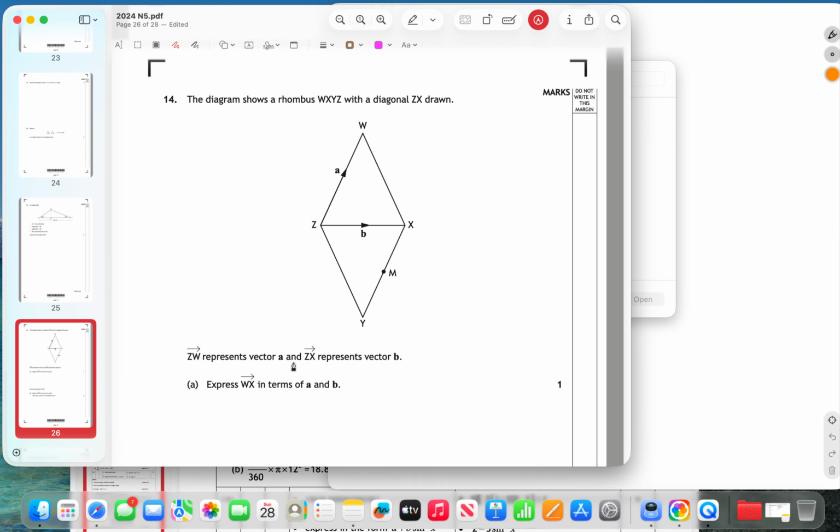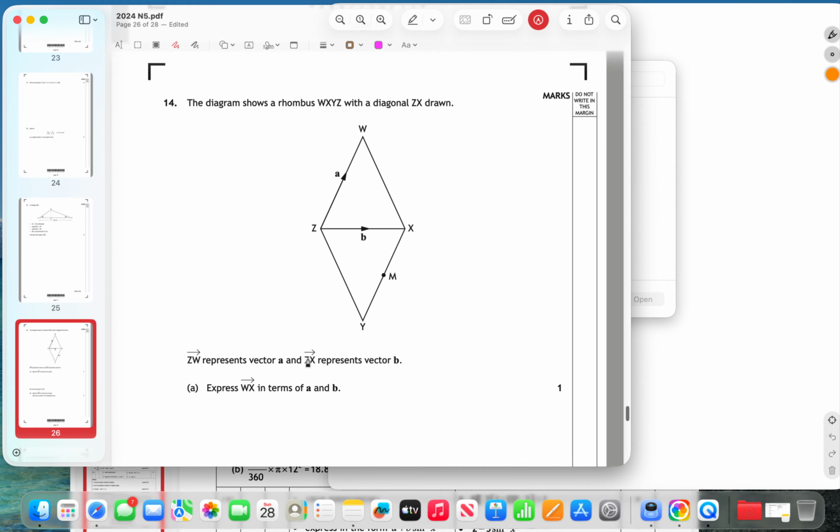2024 paper 2 question 14, we have a rhombus WXYZ with a diagonal ZX. ZW, Z going to W, represents a vector A, and ZX is a vector B. Express WX in terms of A and B, where A and B are the vectors. So pause if you want to have a go at it, otherwise I will continue.